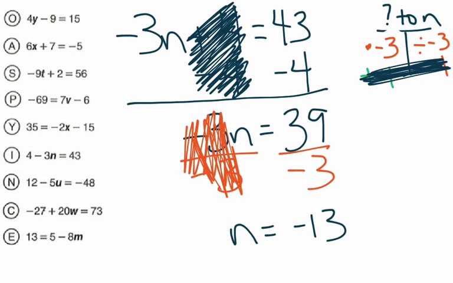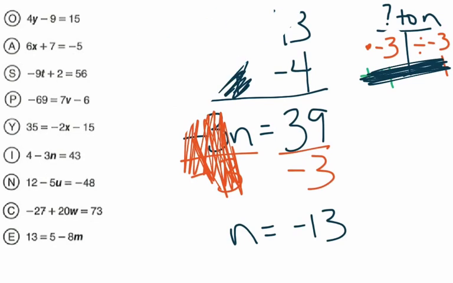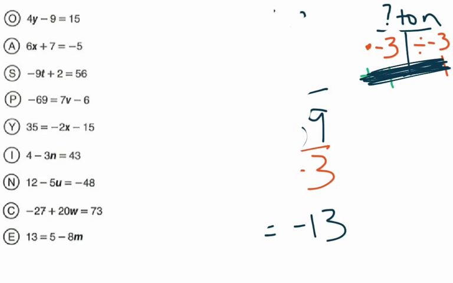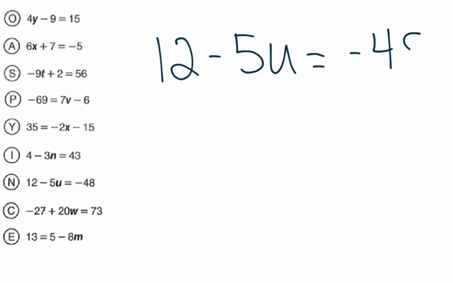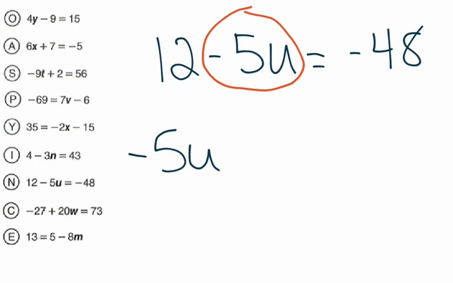That's the last one that I'm going to work out with you. I want you to try and do some by yourself. But before I do, stop the video, I want to rewrite the next one for you. So look at the next one and try to rewrite it. It says 12 minus 5u equals negative 48. If I rewrite it, this says negative 5u. So I'm going to write that negative 5u. And then I have equals negative 48.